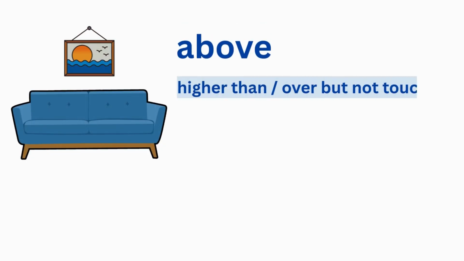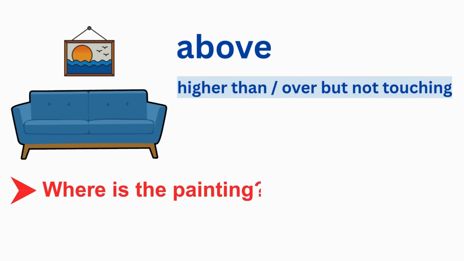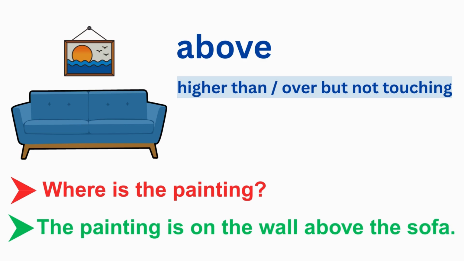Above, higher than or over but not touching. Where is the painting? The painting is on the wall above the sofa.